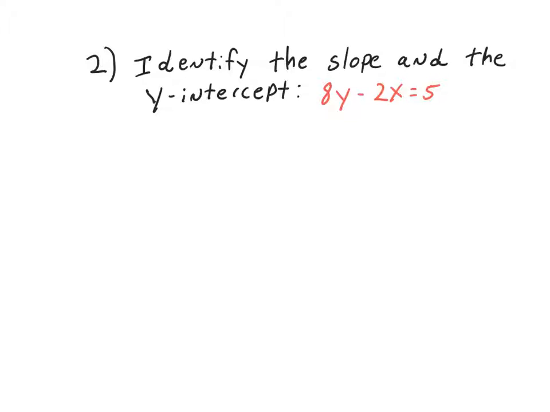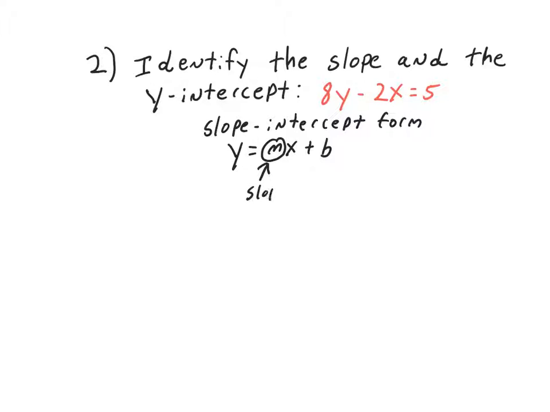On number 2, it's asking us to identify the slope and the y-intercept for 8y minus 2x equals 5. So what we want to do is make it in what's called slope-intercept form. Slope-intercept form is y equals mx plus b, where m is the slope and b is the y-intercept.